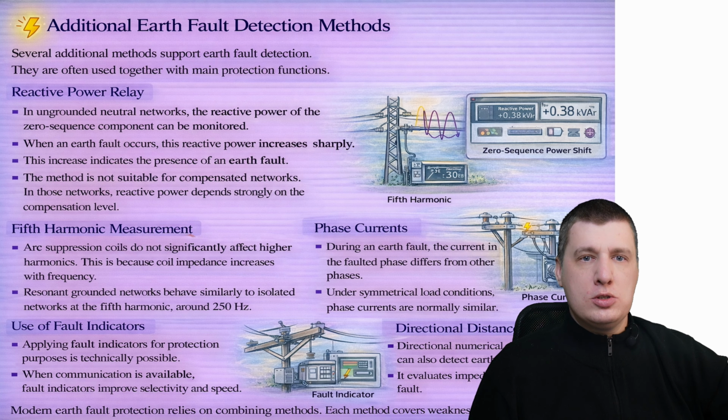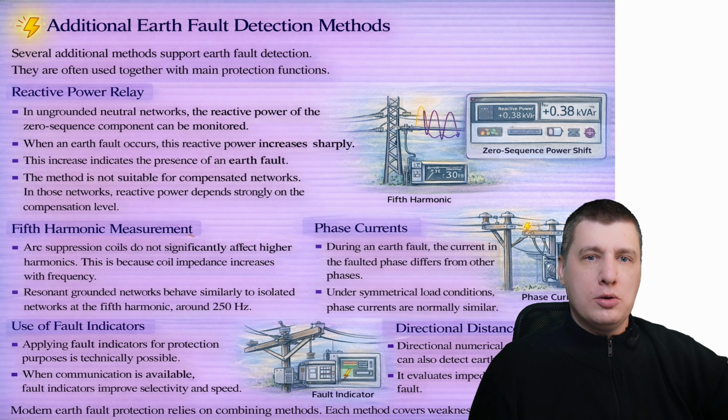Arc suppression coils do not significantly affect higher harmonics. This is because coil impedance increases with frequency. Resonant grounded networks behave similarly to isolated networks at the fifth harmonic, around 250 Hz. Air fault detection uses changes in fifth harmonic current magnitude and angle, and the isolated magnetic or electrical field. This method improves sensitivity during weak air faults.